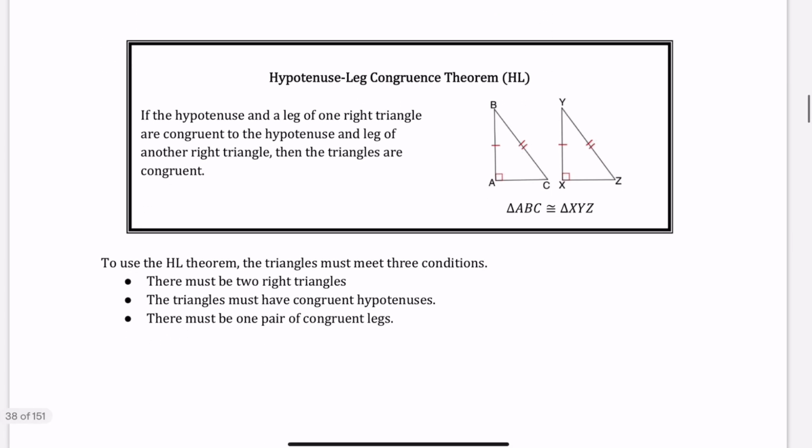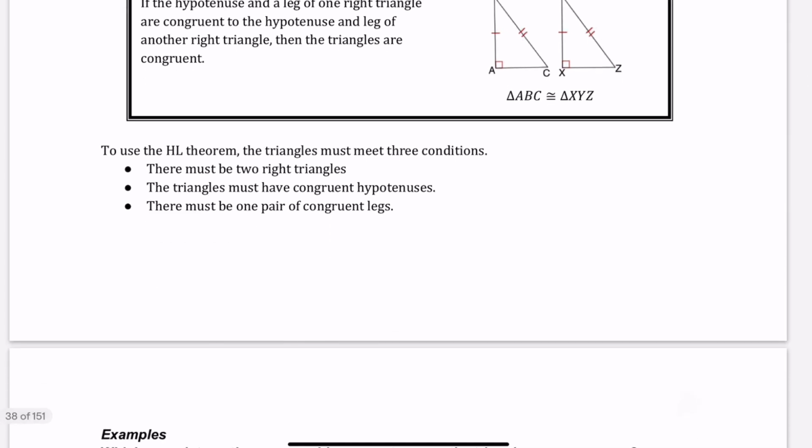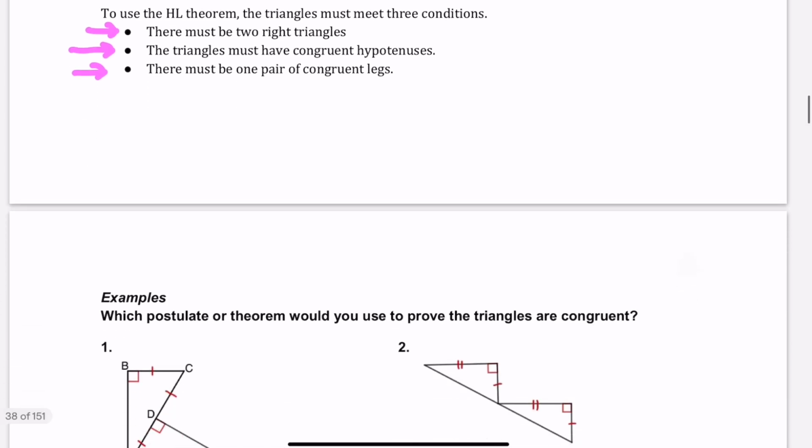Hypotenuse leg congruence theorem, or HL, is if the hypotenuse and a leg of one right triangle are congruent to the hypotenuse and leg of another right triangle, then the triangles are congruent. To use the HL theorem, triangles must meet three conditions. There must be two right angles. The triangles must have congruent hypotenuses. And there must be one pair of congruent legs.